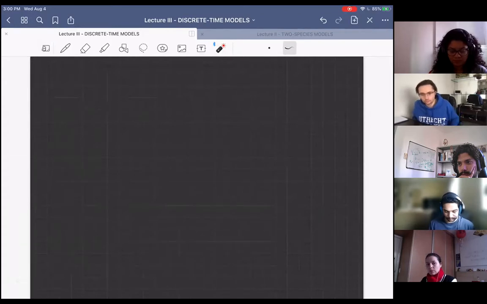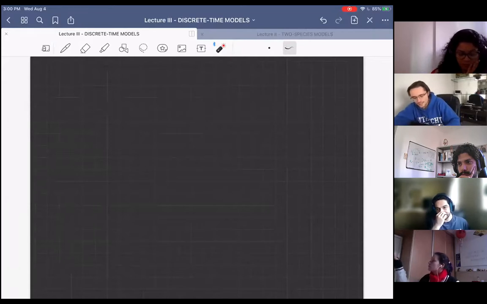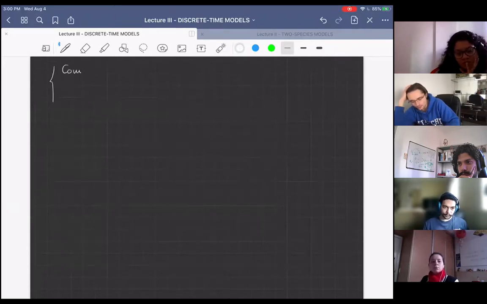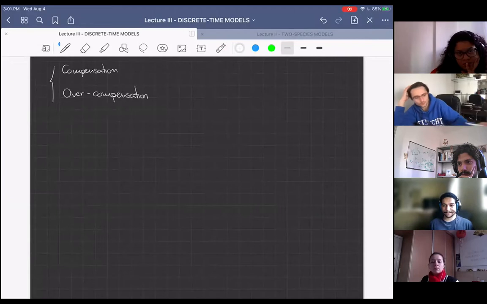No? Okay, so as I said, this is super simple, but it's as simple as the exponential growth, and therefore it's as unrealistic as the exponential growth. That's why I said in the beginning that we were going to study these compensation and overcompensation models. So what do I mean by compensation and overcompensation?